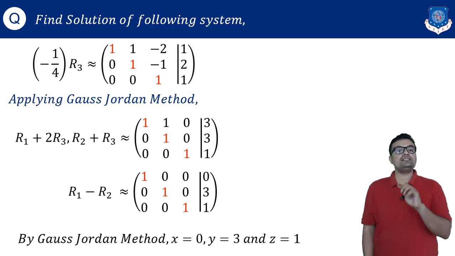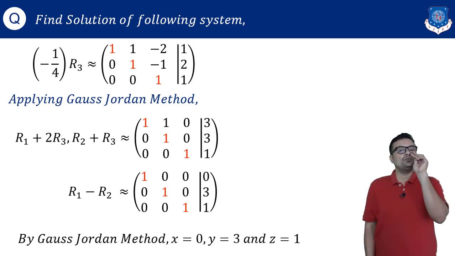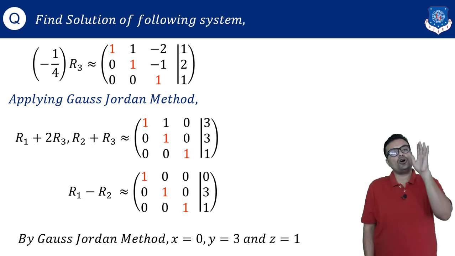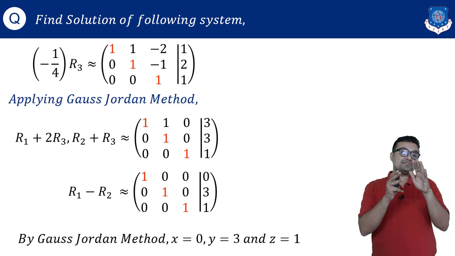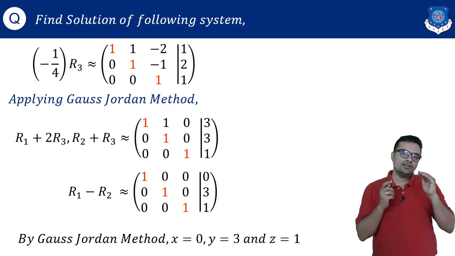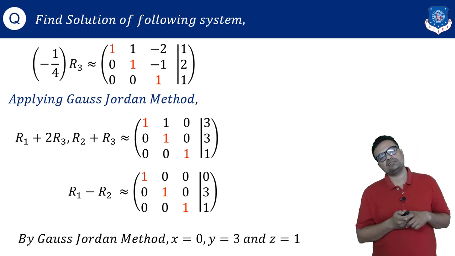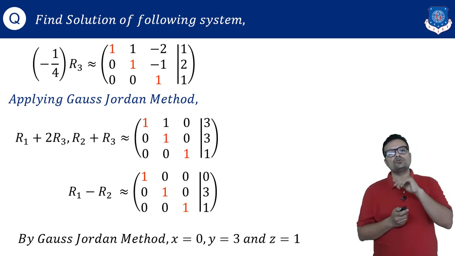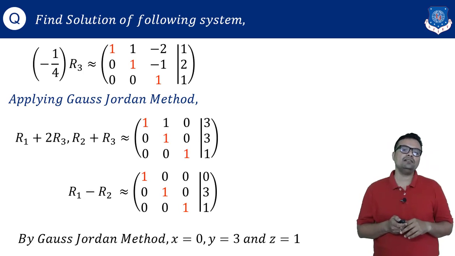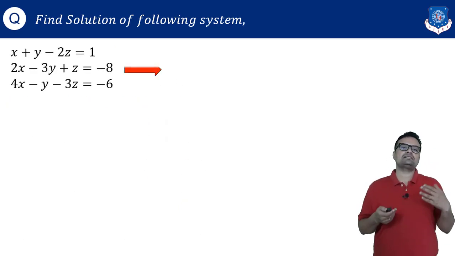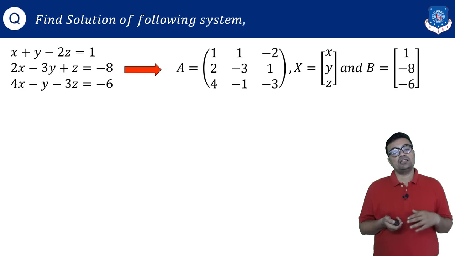So these are the coordinates of the point in 3-dimensional space where all of your 3 planes are going to intersect. So I hope this second part is also clear, how to apply Gauss-Jordan method to find the point of intersection. You can also go for Gauss elimination method. It will give you the same answer, 0, 3 and 1. Now let us consider the third case.